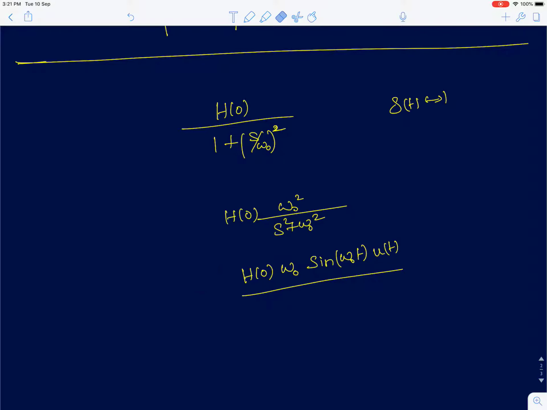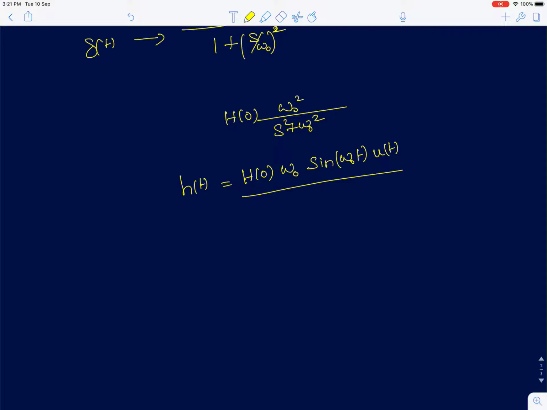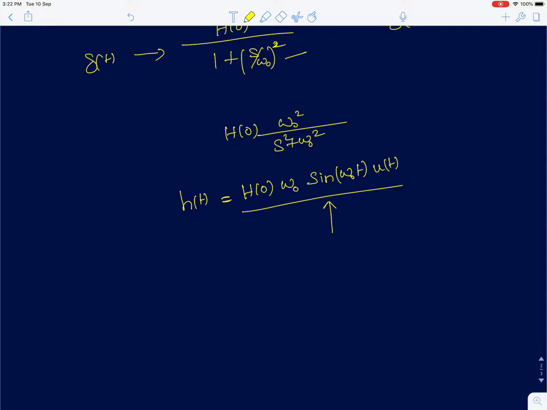So if I feed delta of t to this system, the output is going to be this. I'm going to call it h of t, the impulse response. You can see that the impulse response is a sinusoid. We already tried to analyze this in the previous lectures. We said this system has a pole at s equal to j omega naught, so if I feed an impulse, which has constant energy at all frequencies, the frequency omega naught is going to see an infinite gain. Therefore you are going to get a finite power output, and we discussed this in the last lecture. So that's why you're getting a sinusoid as an output here.